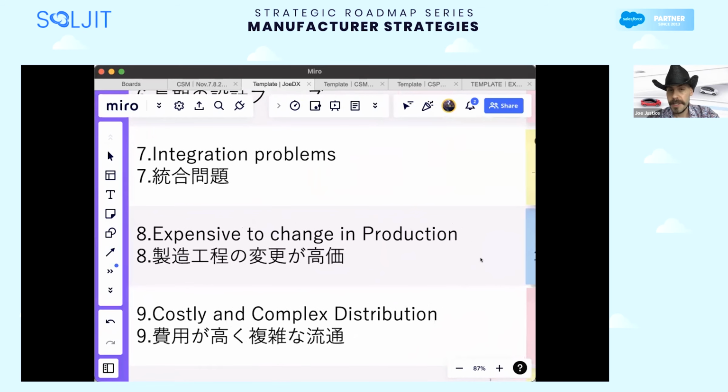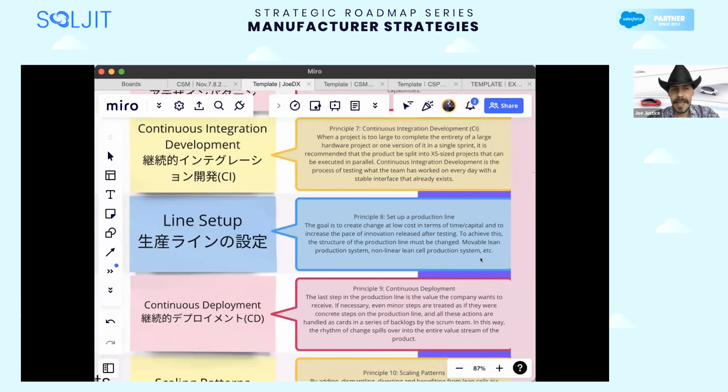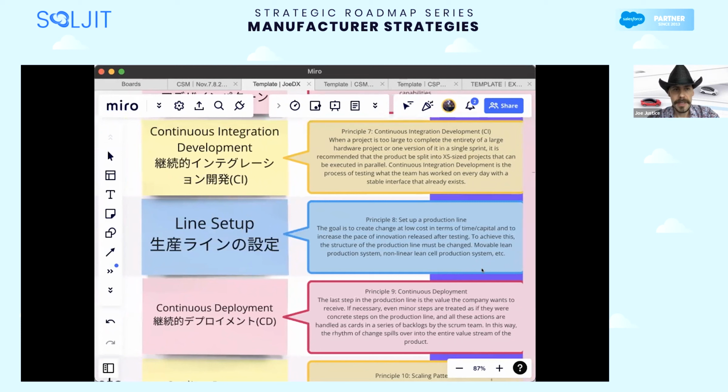Expensive to change in production. We've already invested in production tooling, line setup, associate training for the current system. We don't want to disrupt that. Line setup practices are what help us here. Set up the production line.